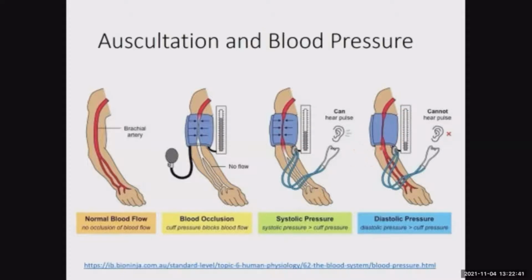Ultimately, when we get down here to the diastolic pressure and lower, we are going to have the situation where the pressure within the arteries is higher than the pressure within the blood pressure cuff. At that point, the blood pressure cuff isn't going to be able to squeeze the artery at all, again because the pressure is higher in the artery than in the cuff. And so we're going to have, again, smooth blood flow through that area.